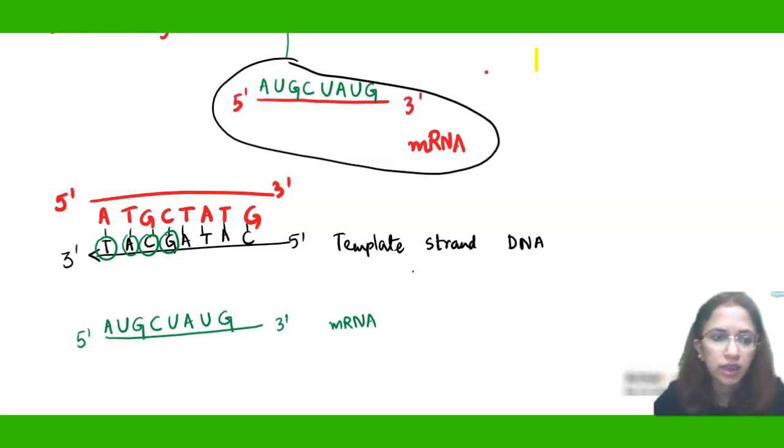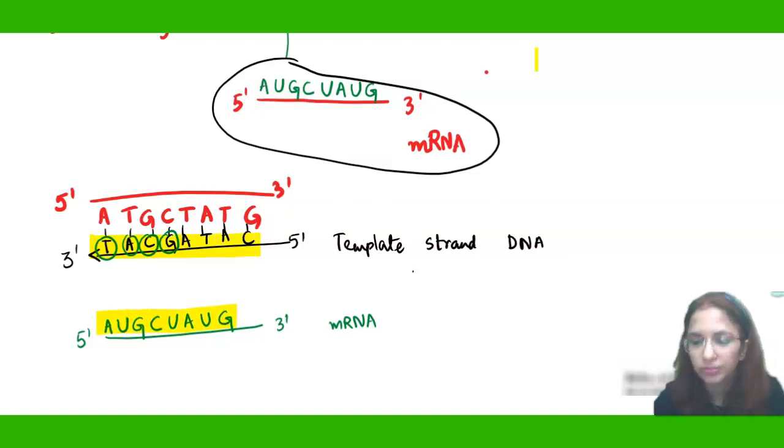You can see here that the bases in these two strands, which are colored yellow, are opposite to each other. So if the coding strand is given to you, you can find out the bases of the template strand of DNA. You can also find out the bases of messenger RNA. These are very, very simple questions, and you can get full marks on these types of questions.